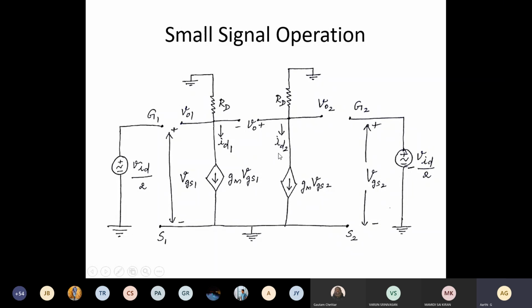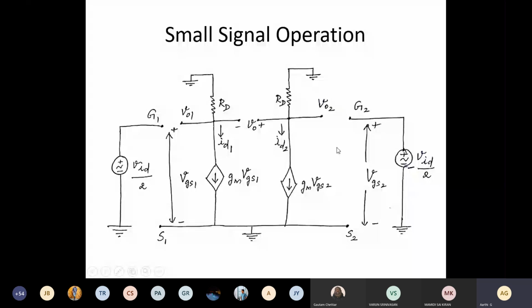ID1 and ID2 represent the output currents at the drain. V0 will be the double-ended output, or the differential output at the drain. GM VGS1 is the constant current source on the output side. VGS1 represents the gate to source voltage for the first transistor. Similarly, VGS2 represents the gate to source voltage of the second transistor, and GM VGS2 represents the constant current source on the output.